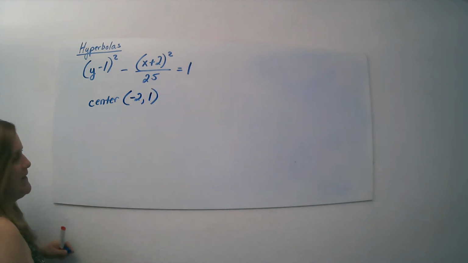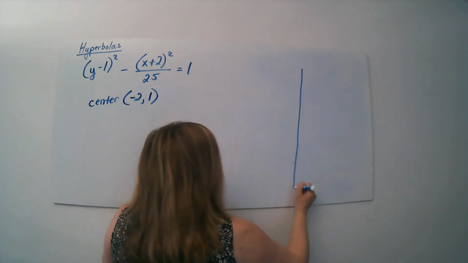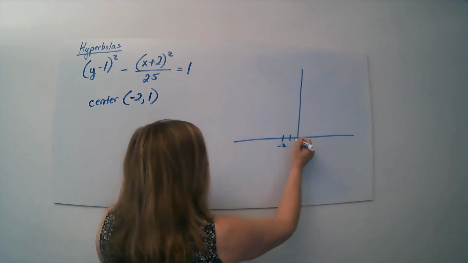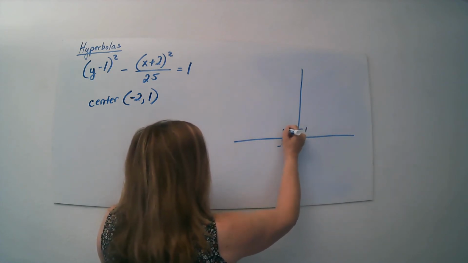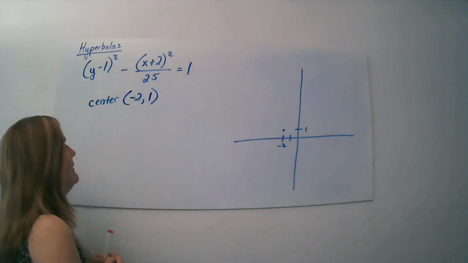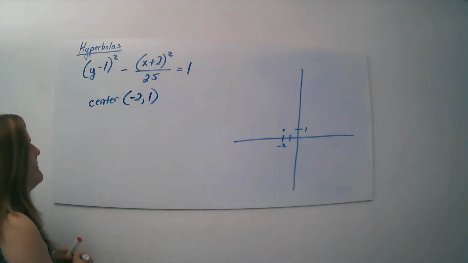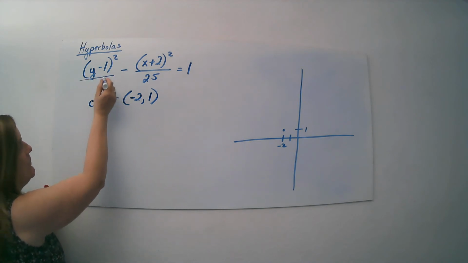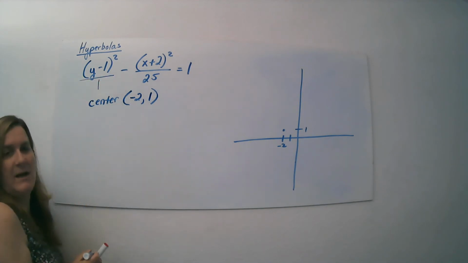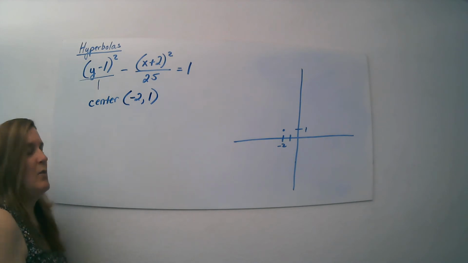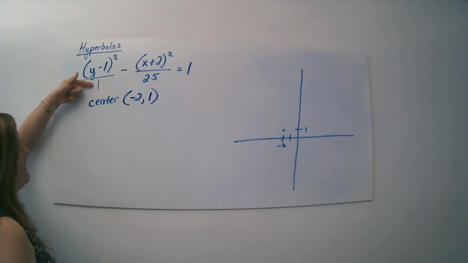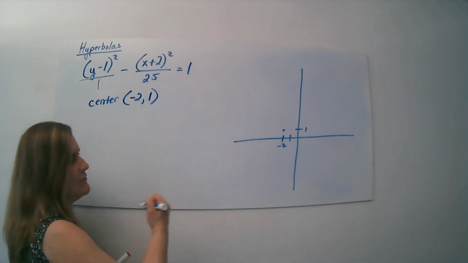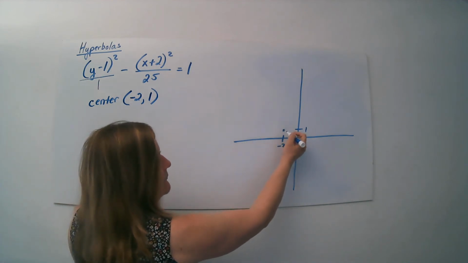So when we're graphing this one, let's come over here, and we'll come over here to negative 2, 1. And there will be the center for our hyperbola. Now underneath our y squared, it will tell us how far to go in the y direction. Notice that the denominator is really 1 there. We take the square root of 1. That is 1.